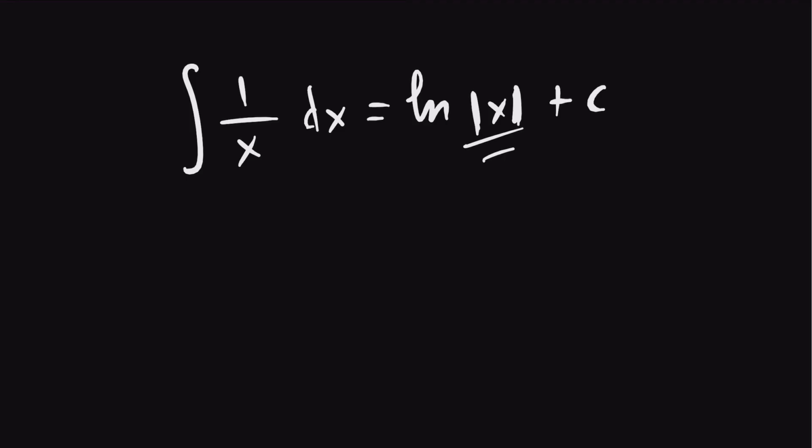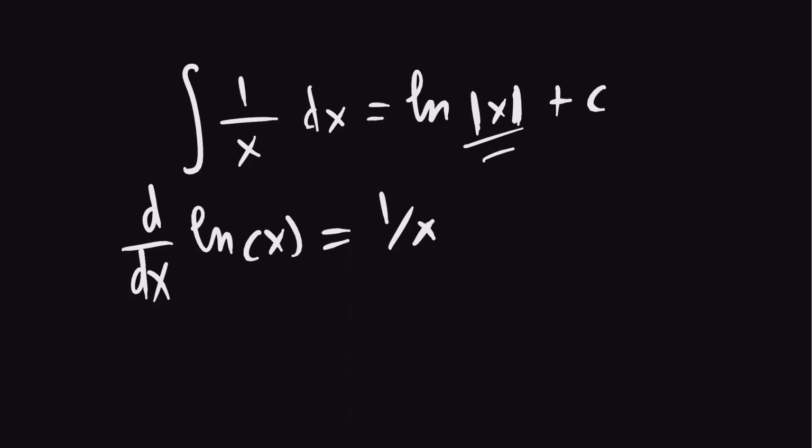So first, why the natural log in the first place? Well, if we recall from differential calculus, the derivative with respect to x of the natural log of x is equal to 1 over x. And so integrals are basically antiderivatives. So the antiderivative of 1 over x is the natural log of x.